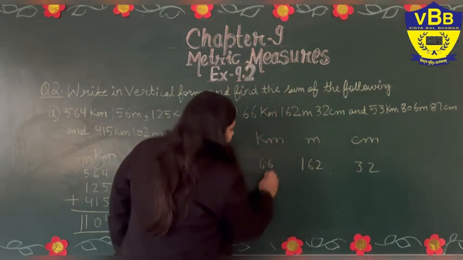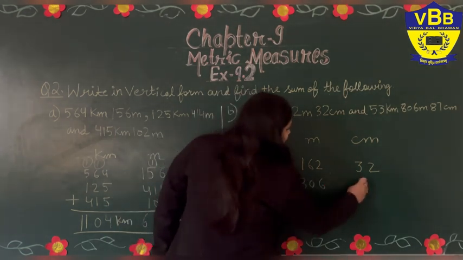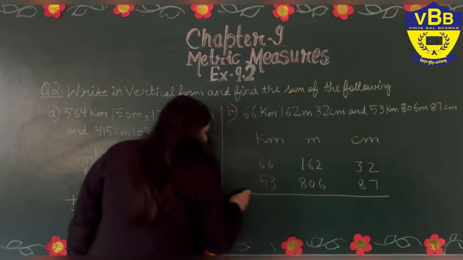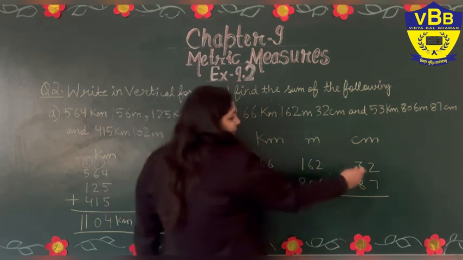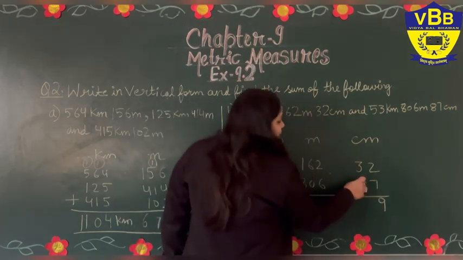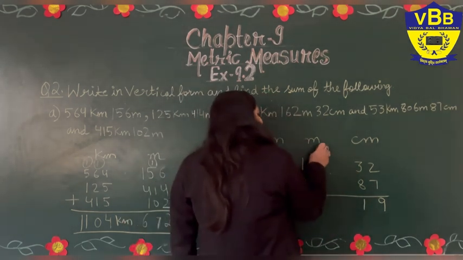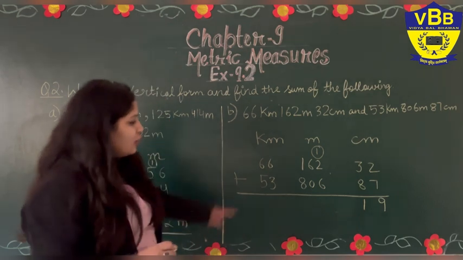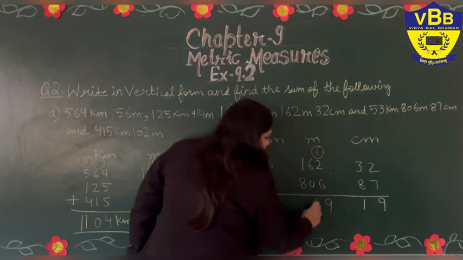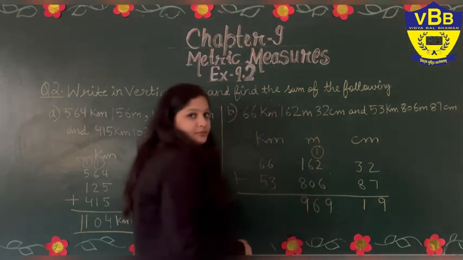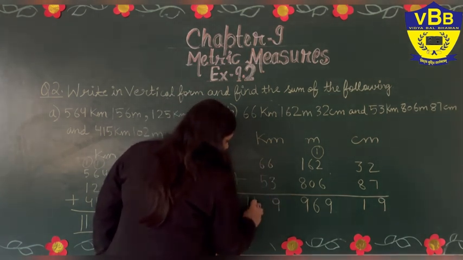Now the second term is 53 kilometer, 806 meter and 87 centimeter. Now again we will add these terms, right? Starting from ones place. 7 plus 2, 9. 8 plus 3, 11. 1 we will write here and 1 will be carried forward. 2 plus 1, 3. 3 plus 6, 9. 6 plus 0, 6. 8 plus 1, 9. 6 plus 3, 9. 6 plus 5, 11.